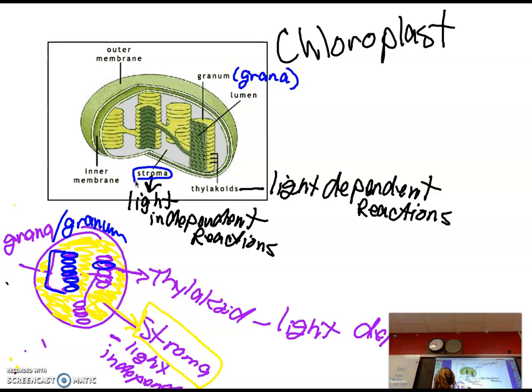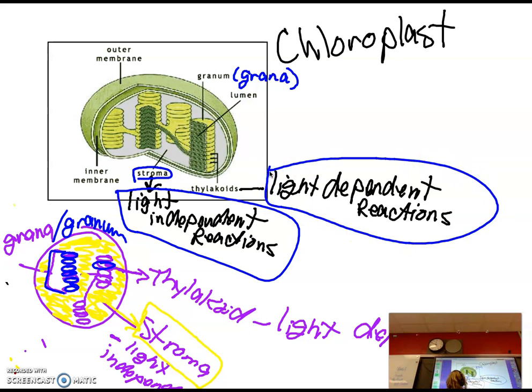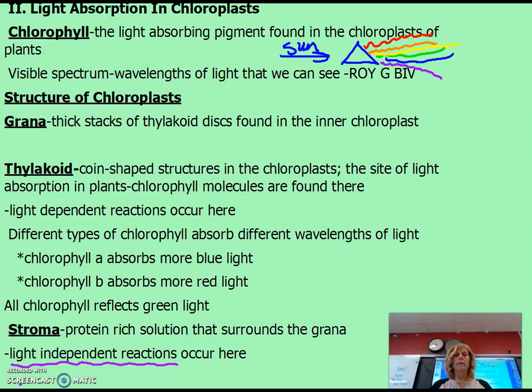And so I already have on here light independent reactions. The reactions that are not dependent on sunlight actually take place in the stroma. Light dependent reactions take place inside these thylakoids because that's where the chlorophyll is. Chlorophyll is the only substance that can actually collect that energy from sunlight, so it's really important. So it's all about the chlorophyll when we talk about the light-dependent reactions. It's all about chlorophyll and also these other pigments that are there that also capture energy from the sun.